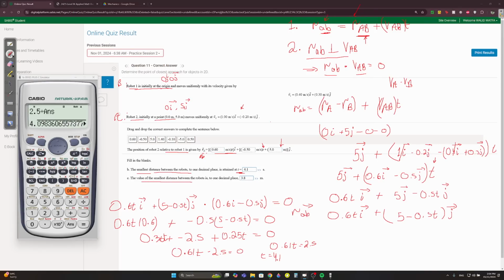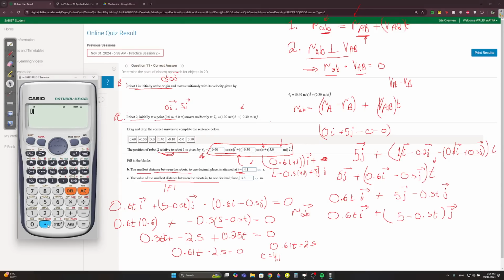They want the smallest distance. How do you find the smallest distance? Just take any of the distance vectors. We found RAB, we got the position is this. So now that you have the time, you can just substitute the time, get the vector, and like we said, the distance is always just the magnitude of the position. So we're going to go back here and substitute 4.1. So 0.6 times 4.1 I plus minus 0.5 times 4.1 plus 5 j.